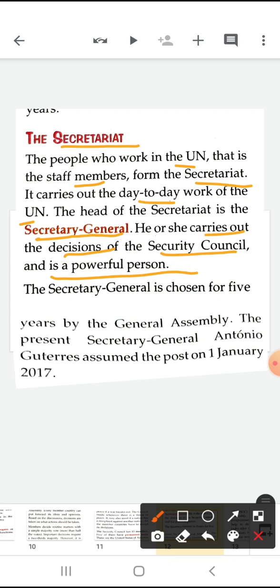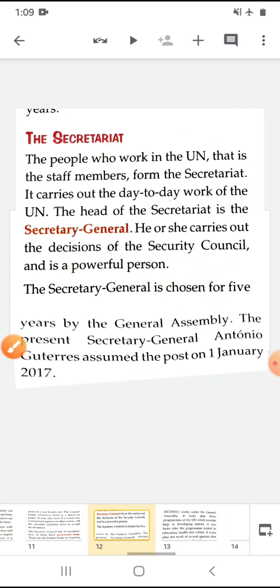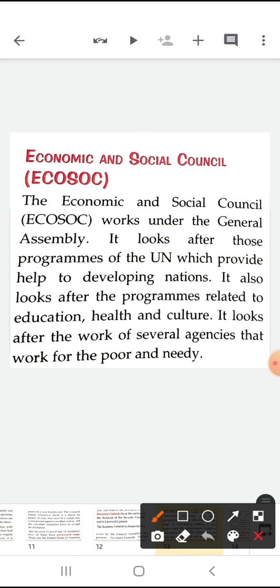The head of the Secretariat is called the Secretary General. He or she carries out the decisions of the Security Council and is a powerful person. The Secretary General is chosen for 5 years by the General Assembly. The present Secretary General is Antonio, who assumed the post on 1st January 2017. Understood?